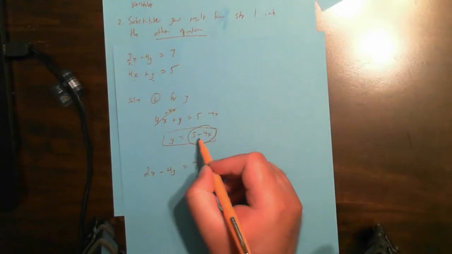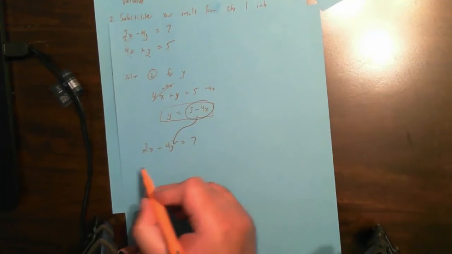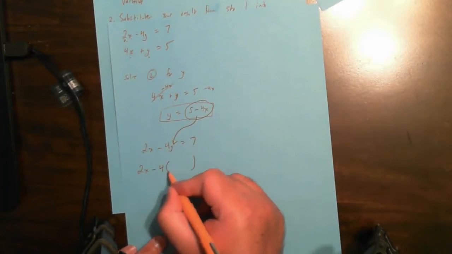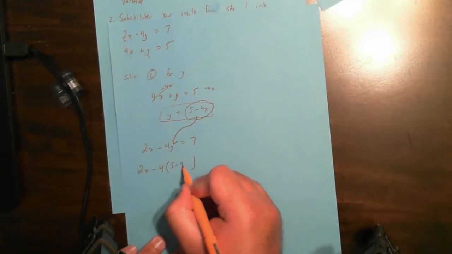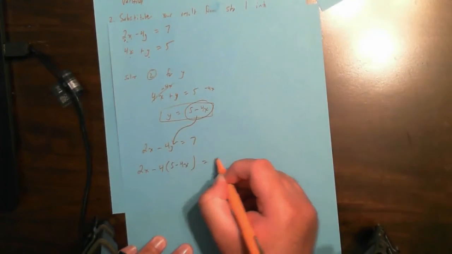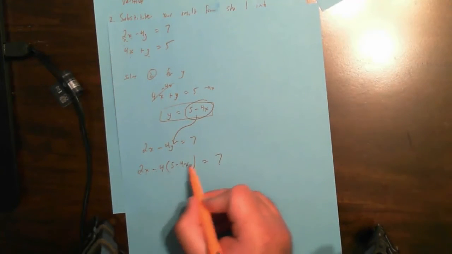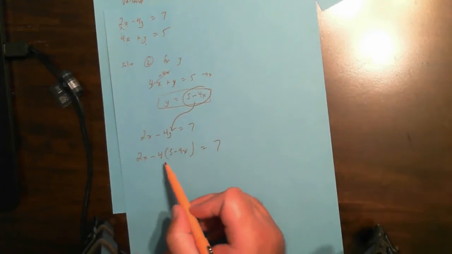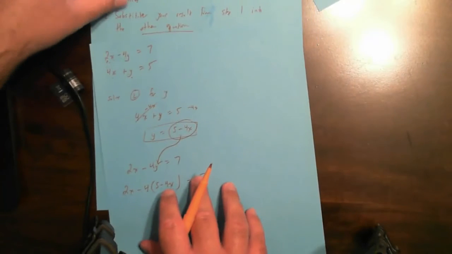Well, this tells me what y is, so I'm going to take that and put it in place of y here. So I'm going to have 2x minus 4, and my y expression goes in here. So 5 minus 4x goes in here. And then I finish it off with equals 7. So you see this is still 2x minus 4y equals 7. Okay? So now I've got one equation here with one variable.